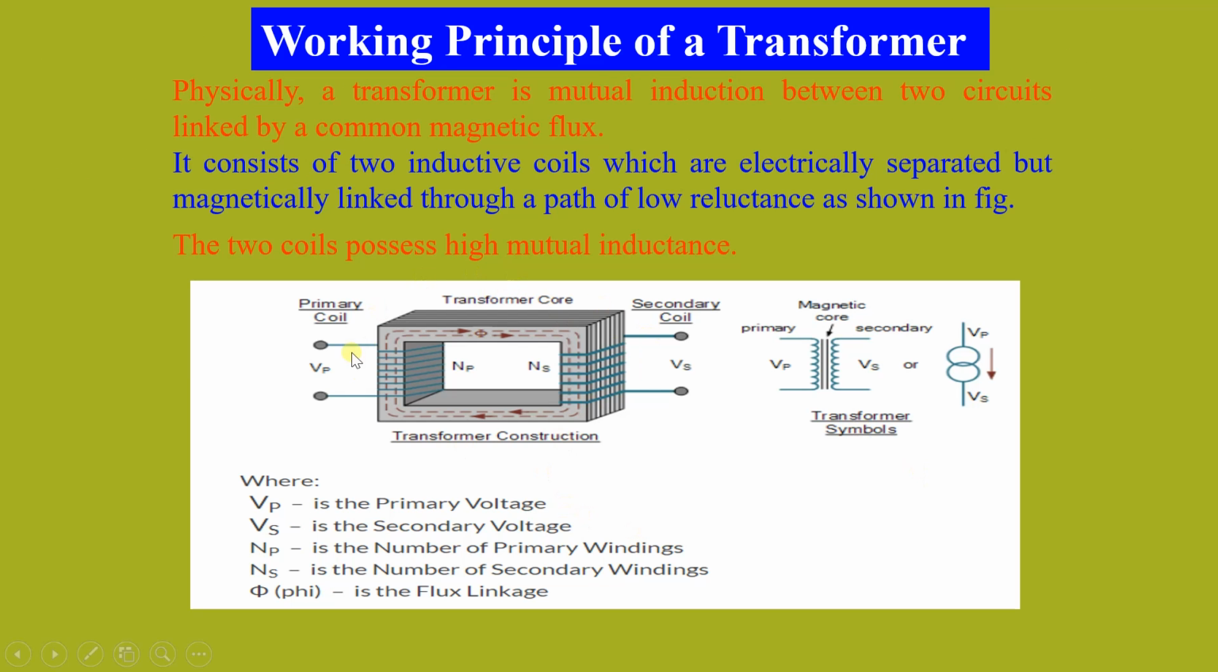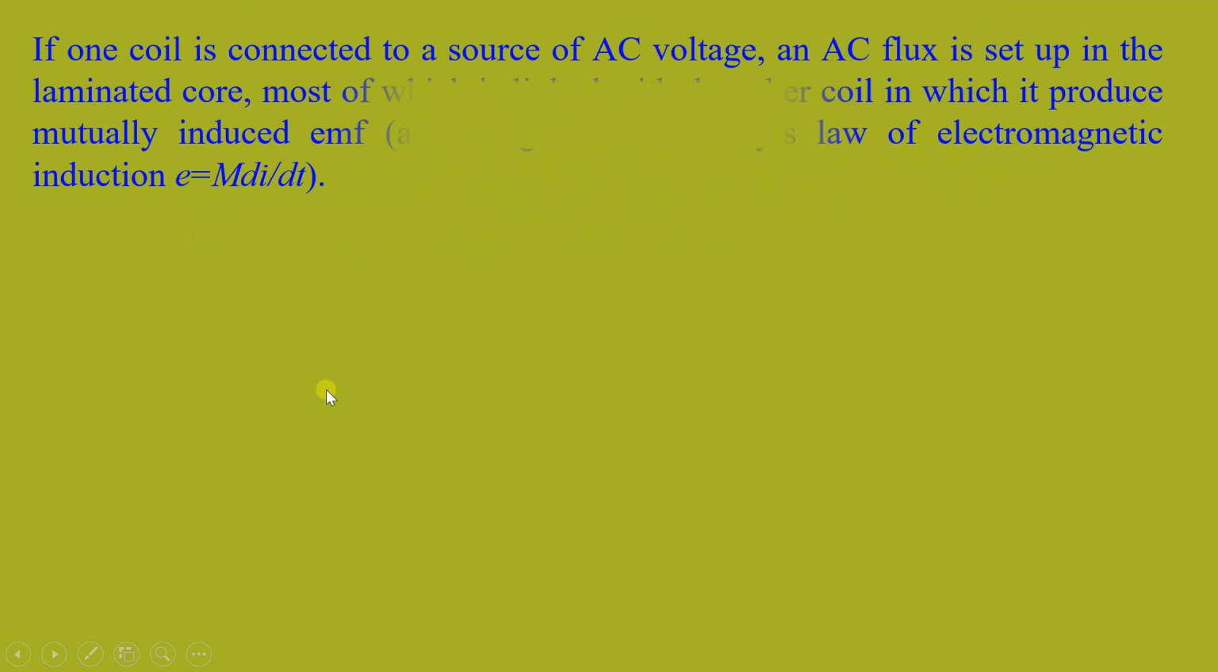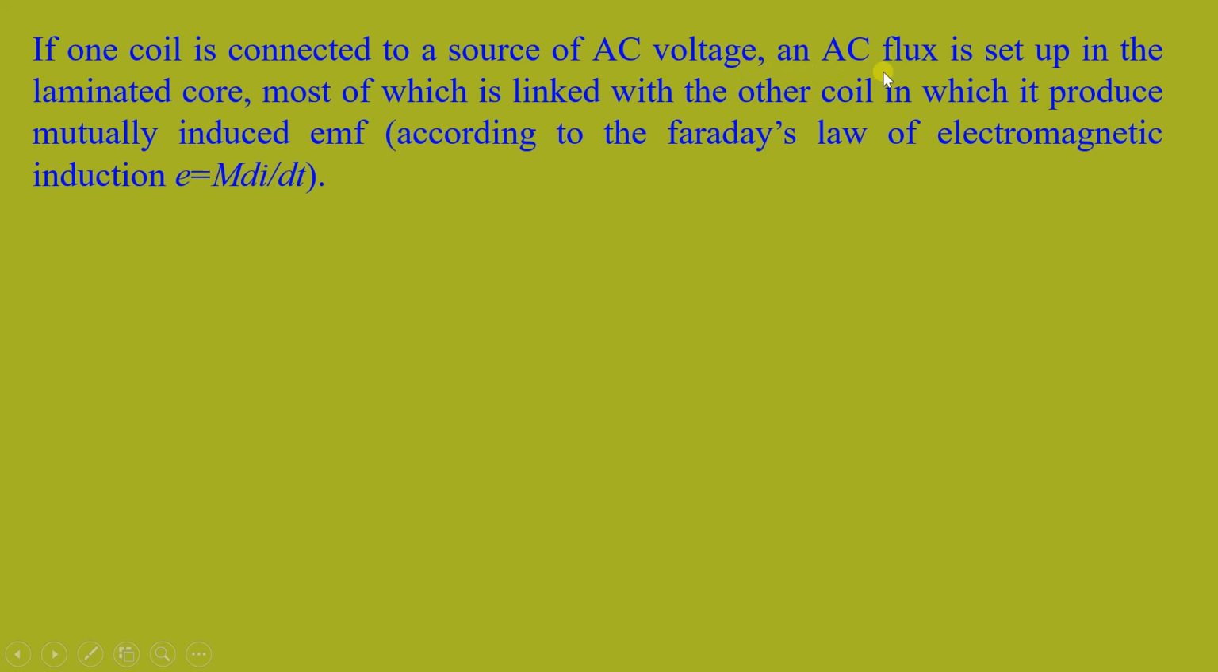As shown in this diagram, this is the primary side. When we are giving the AC supply to this primary winding, as written here, if a coil is connected to a source of AC voltage, AC flux is set up between the laminated cores, most of which is linked with the other coil, in which it produces mutually induced EMF. Means that because of the applied voltage, the EMF is induced on the secondary side.